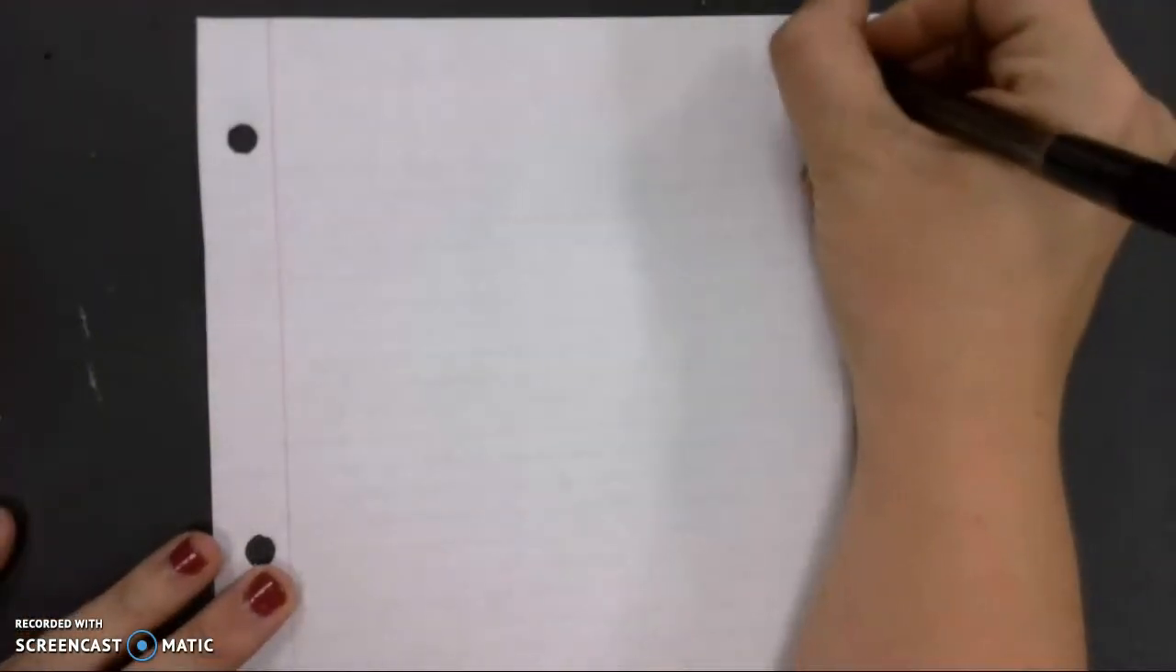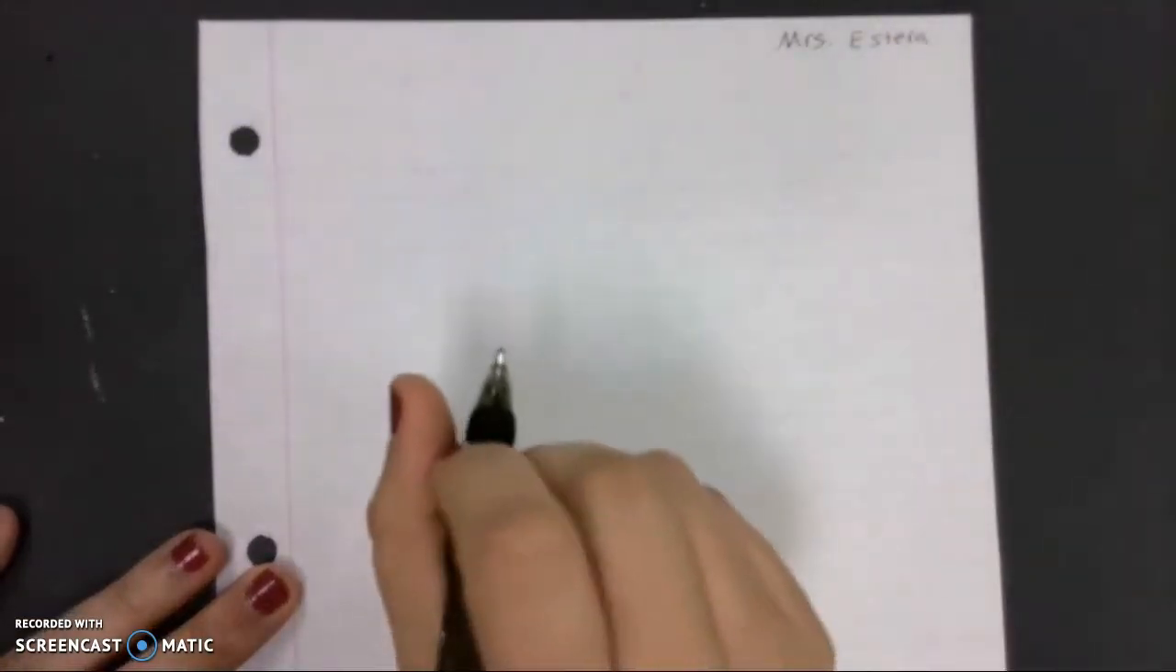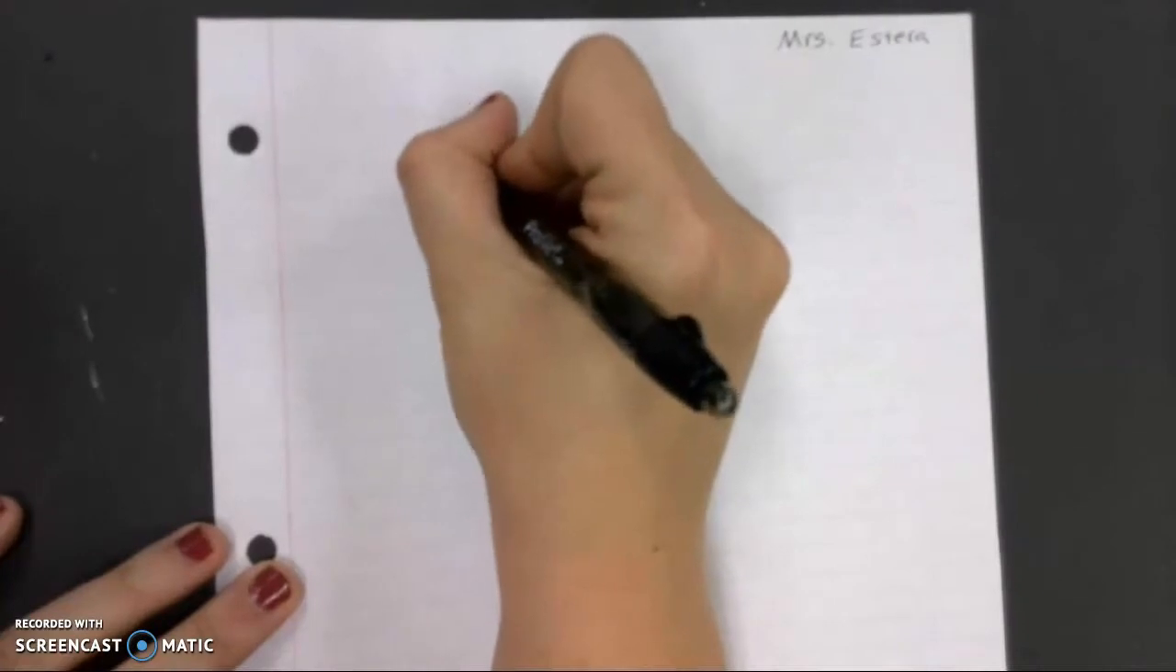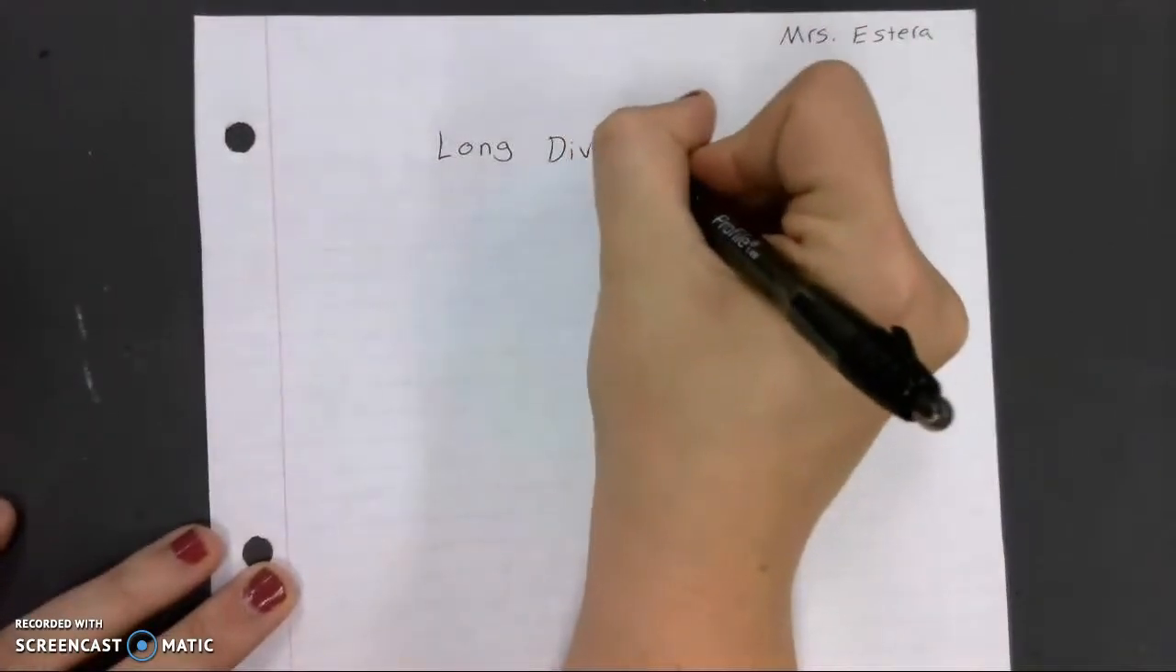So let's go ahead and get out a sheet of notebook paper if you don't have one out. And we're going to put our name at the top. So you go ahead and put your name. I'm going to write Mrs. Estera. Okay, and we're going to label our paper long division of decimals. So go ahead and write that at the top of your paper.